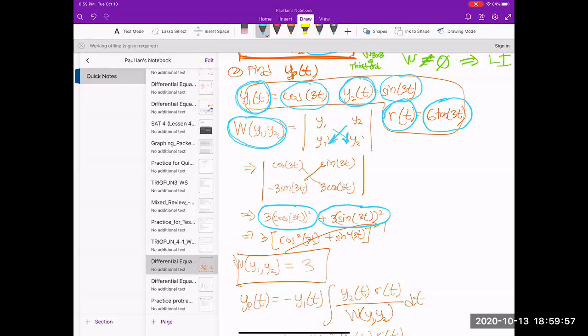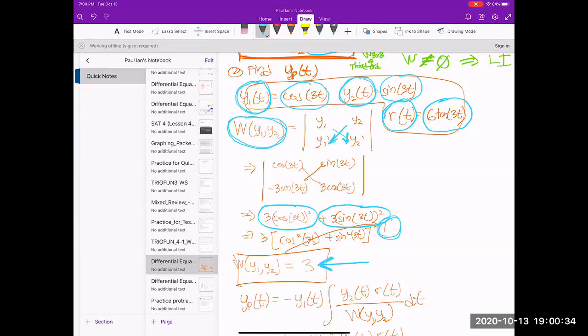And you're going to see something interesting. 3 cosine squared, is this like an identity? Yeah, the cosine and the sine, that just becomes 1. So that's plus 3 sine squared 3t, which then just becomes 3. Just 3. So you got 3, right?